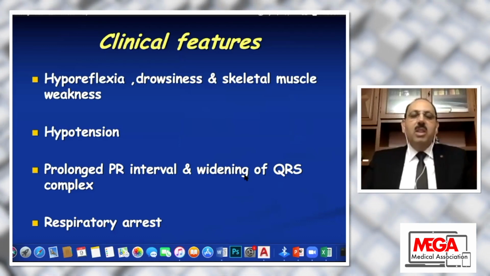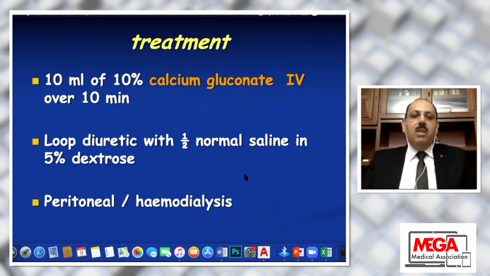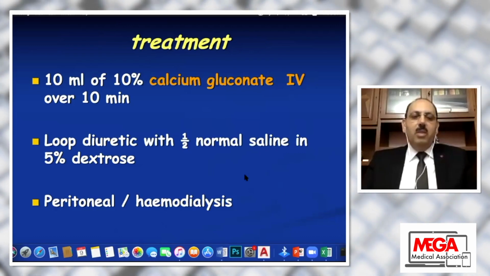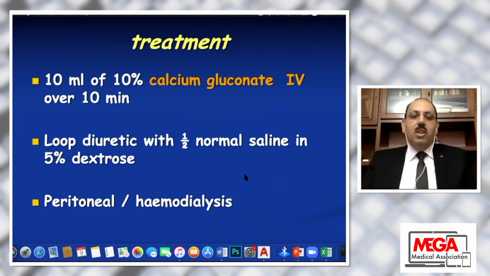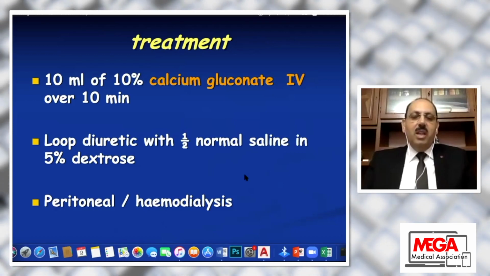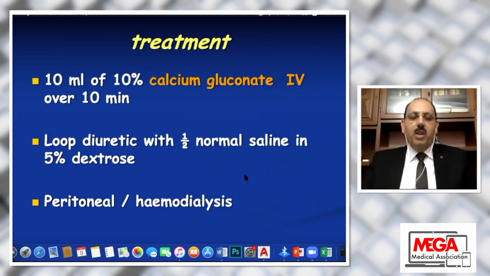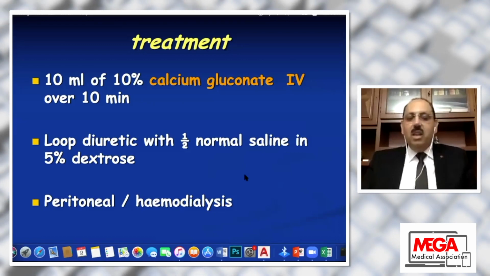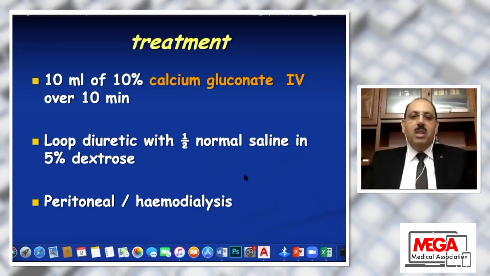So the treatment is calcium gluconate IV given over 10 minutes. Also good hydration with half-strength saline and dextrose 5%, then loop diuretics, and in resistant cases, peritoneal dialysis or hemodialysis.